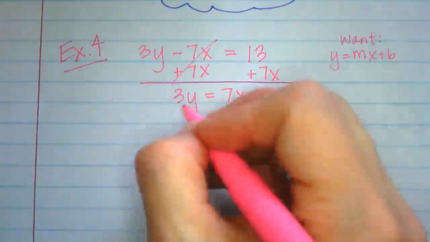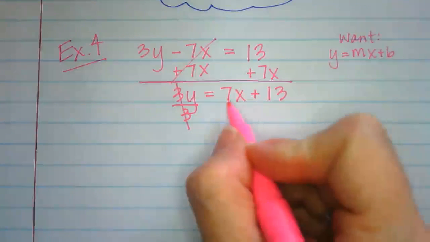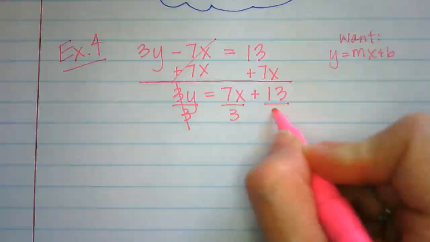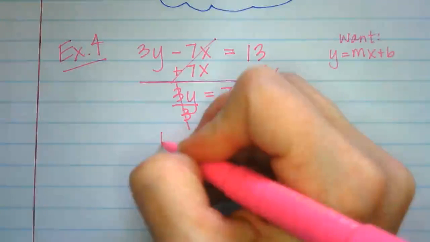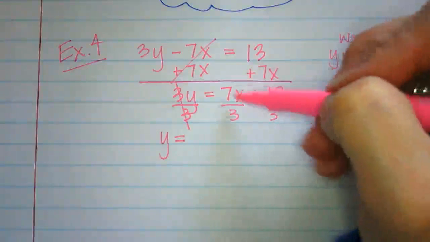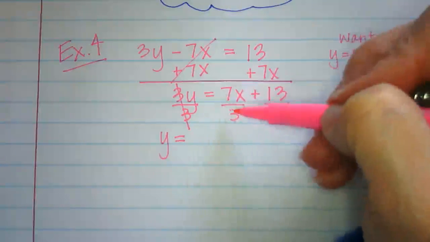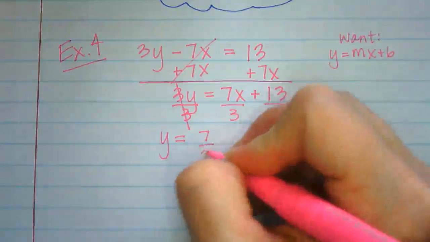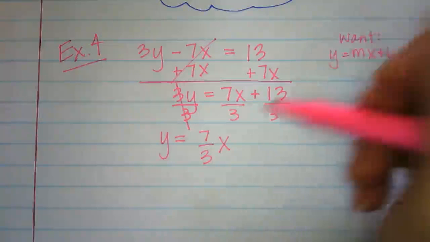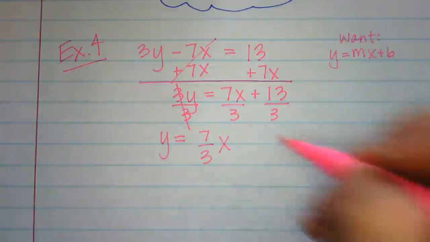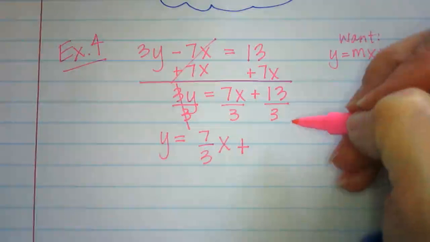So to get rid of the 3 from 3y, we need to divide by 3, so that will cancel. But we need to divide this by 3, and we need to divide that by 3. All right, so in the end, we have y equals, all right, 7 can't be divided by 3 evenly. And remember, that's our slope. So a slope is okay to have as a fraction. So I'm just going to go ahead and leave that as 7/3 x. Or it could be 7x over 3. That's the same thing.